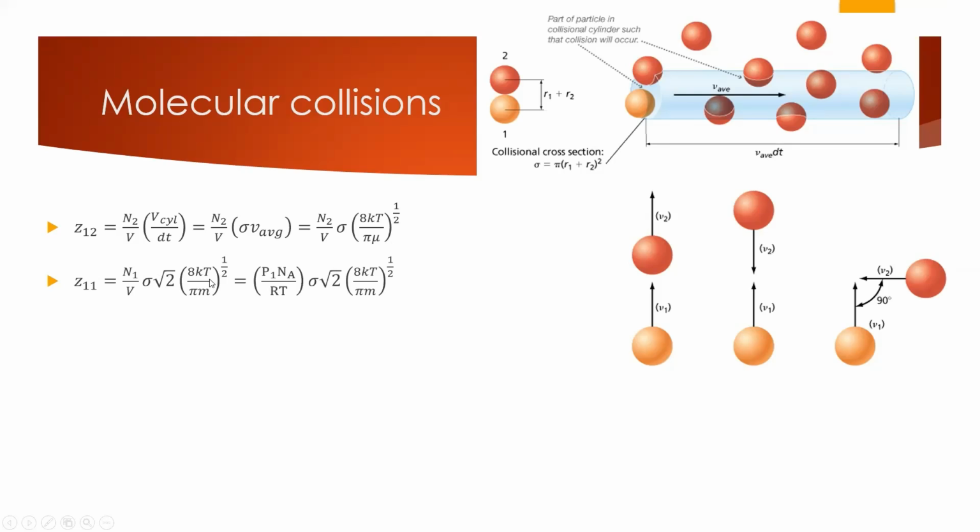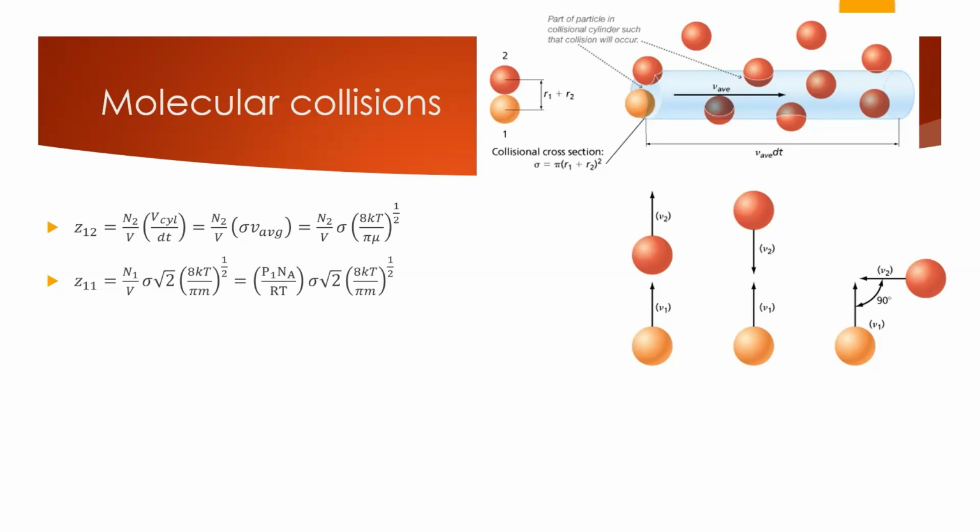And then sometimes this is expressed in terms of pressure. So we can convert n1 over V to the pressure times Avogadro's number over RT. And then we have the collisional cross-section, square root of 2, and the square root of 8 kT over pi m for the speed of the molecules. Now, these are collisions that one particle 1 is making with either all the particle 2s or all the particle 1s per second.